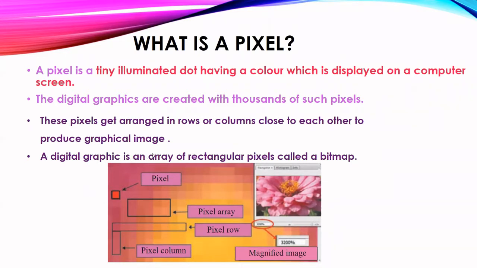A digital graphic is an array of rectangular pixels called a bitmap, right? So that array we call by another name, bitmap, right? Okay, right.